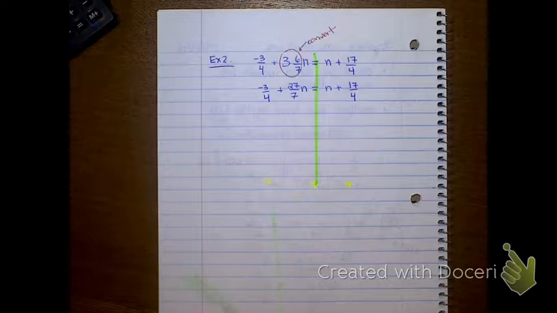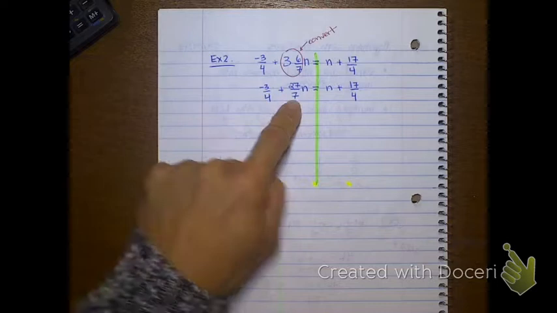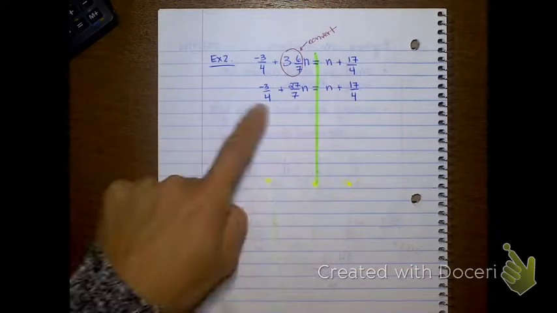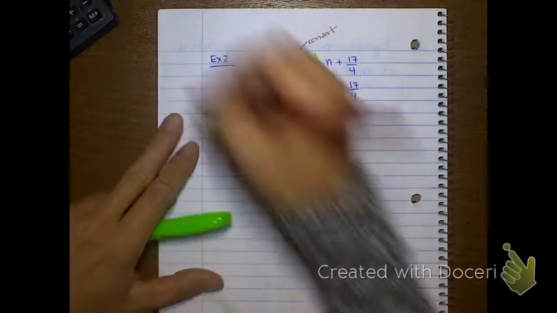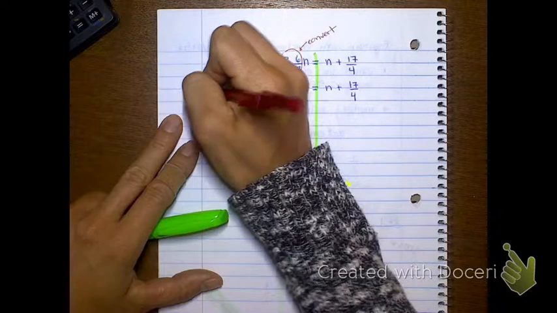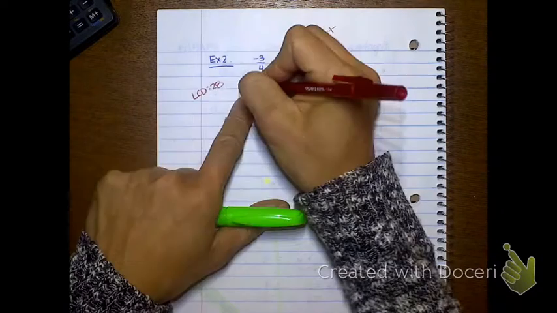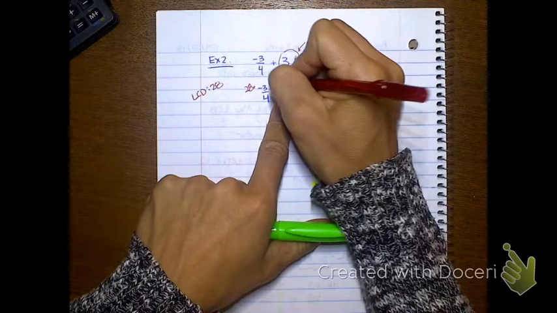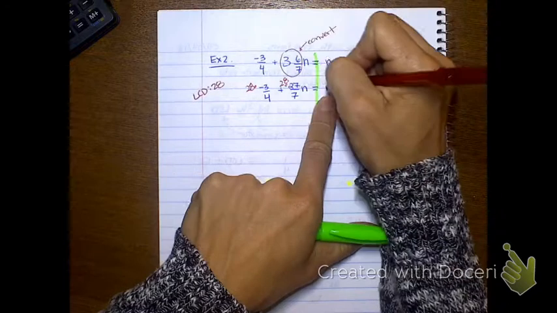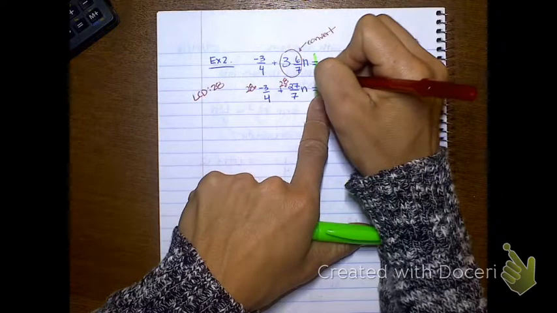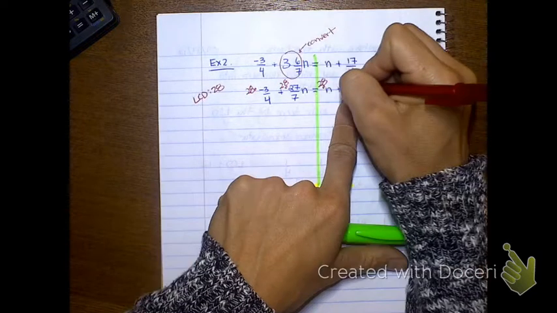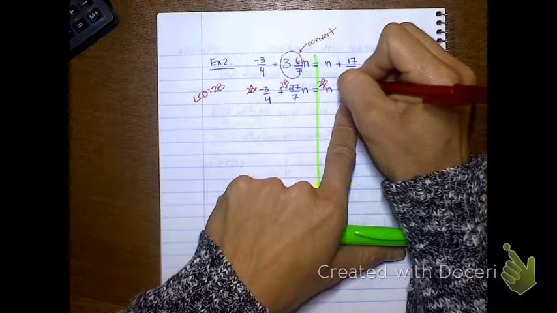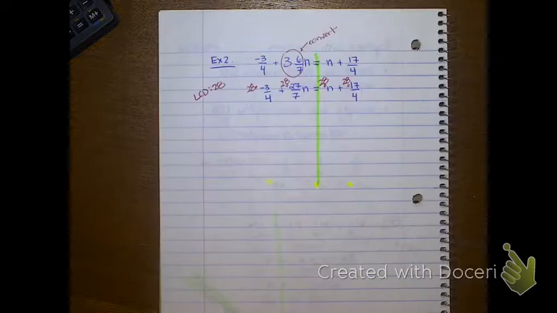Okay, so now that I've converted, now I can look at, okay, what's my LCD? So I have these numbers, 4, 7, 1, and 4. 28. Okay, so the LCD is going to be 28. So I'm going to use that number and multiply in the numerator to every single part. Even this n, even though it's not a fraction, it's still getting multiplied by 28. I have to do it to every single term of the equation. So now I've multiplied both sides by 28.